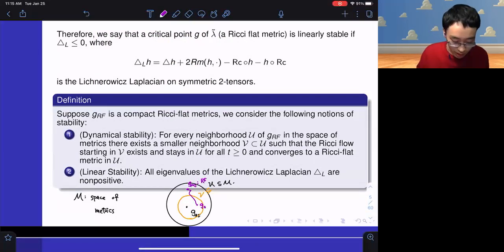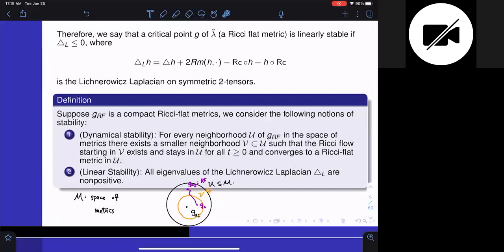So there are two different concepts of stability. The first one is linear stability, which means that the additional Laplacian is non-positive. The second is dynamical stability, which is some stability property related to the Ricci flow.